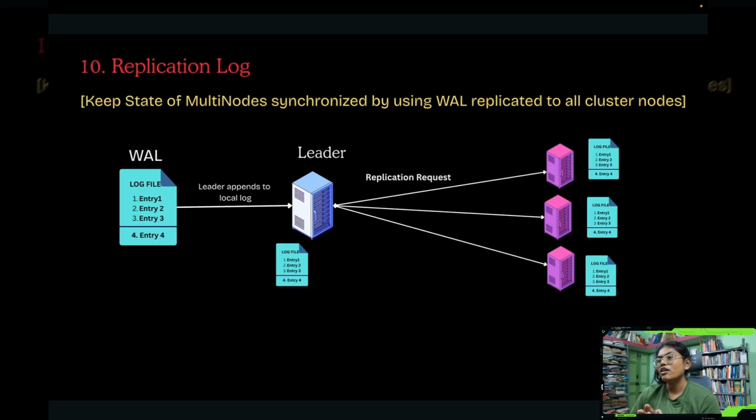And the 10th concept is the replication log. This is mainly used for keeping the state synchronized across multiple nodes in a cluster. It's just the same as what we have seen in the commit index. The WAL log gets appended on the leader, and the leader will send a replication request, and the replication logs will be replicated onto each of the follower nodes.